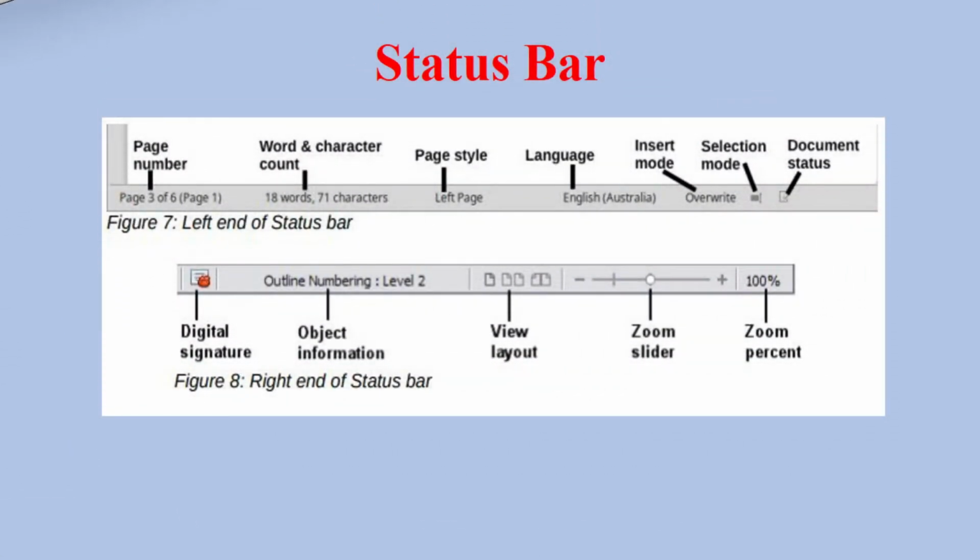The next topic is status bar. Status bar is the area where current page number, language, style and number of words in the document are displayed. The writer status bar is located at the bottom of the workspace.